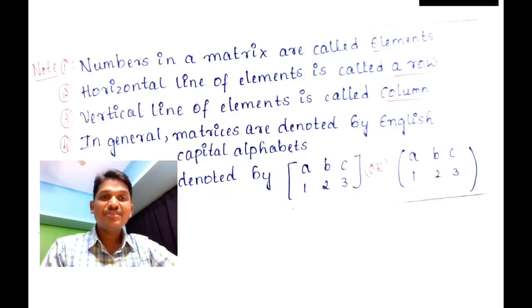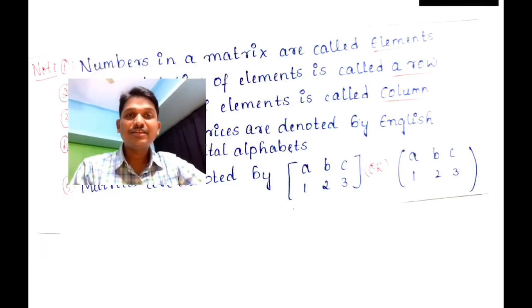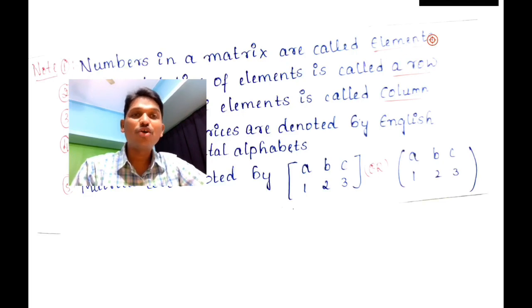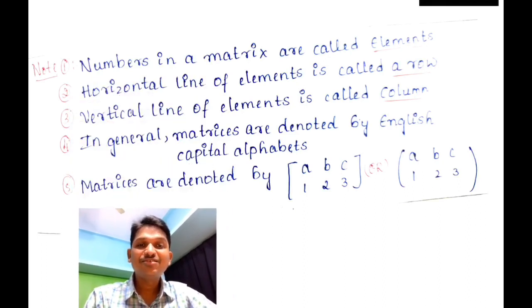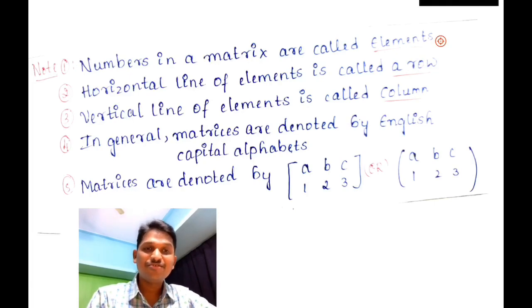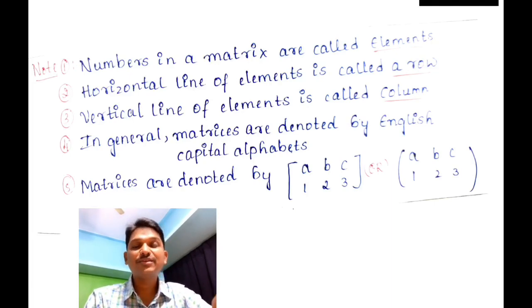First point. Numbers in a matrix are called elements. For example, you see here A, B, C, 1, 2, 3 like that. Here A is some number, B is some number like that. These numbers are known as elements. So what is the first point we learned? Numbers in a matrix are called elements. Very good.